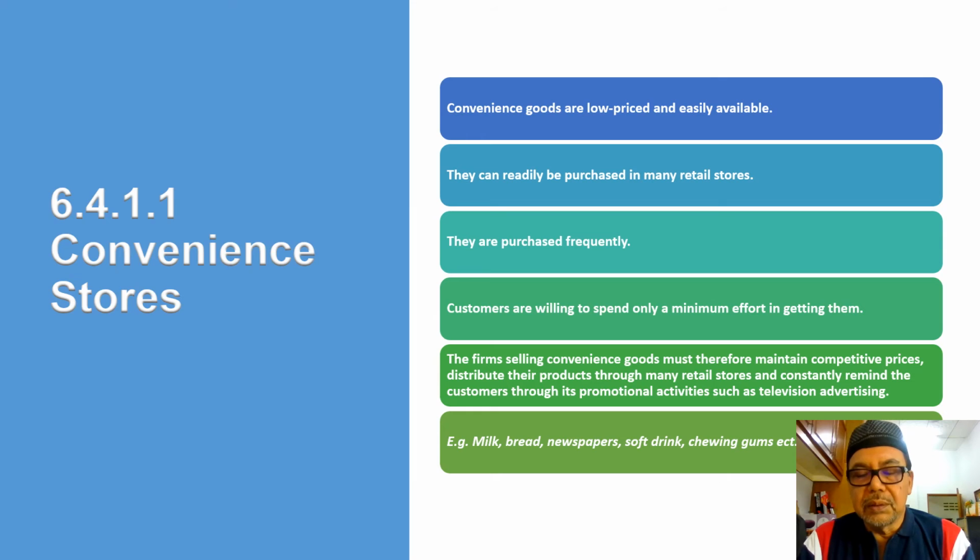So you can see that happening really. Example, the milk, bread, newsprint, soft drink. You can see it on the television. Ensure milk is always advertised for people of old age, for example, plus all the other products.